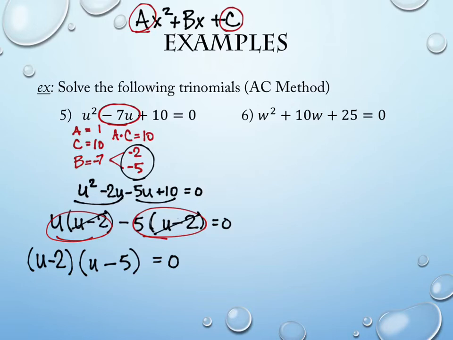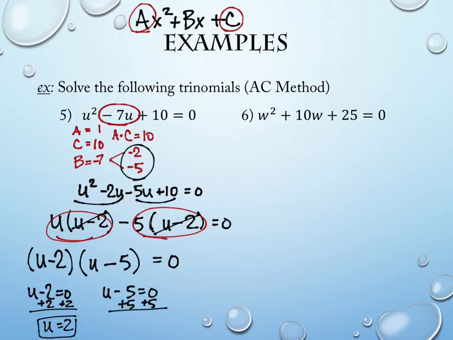Okay? Set each piece equal to 0 like we have on the previous slides. So u minus 2 is equal to 0. U minus 5 is equal to 0. We add our 2. U is 2. And we add our 5. And u is 5.